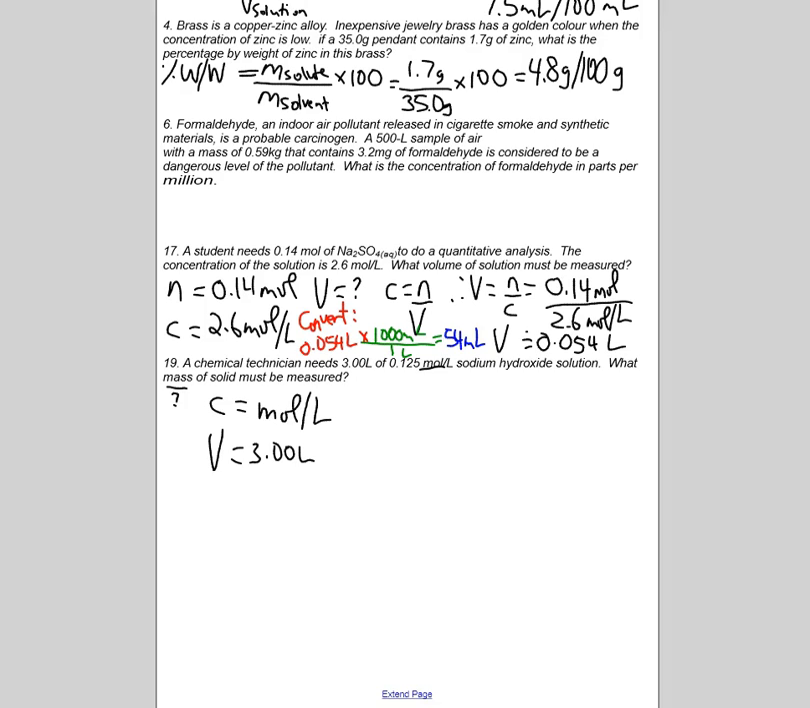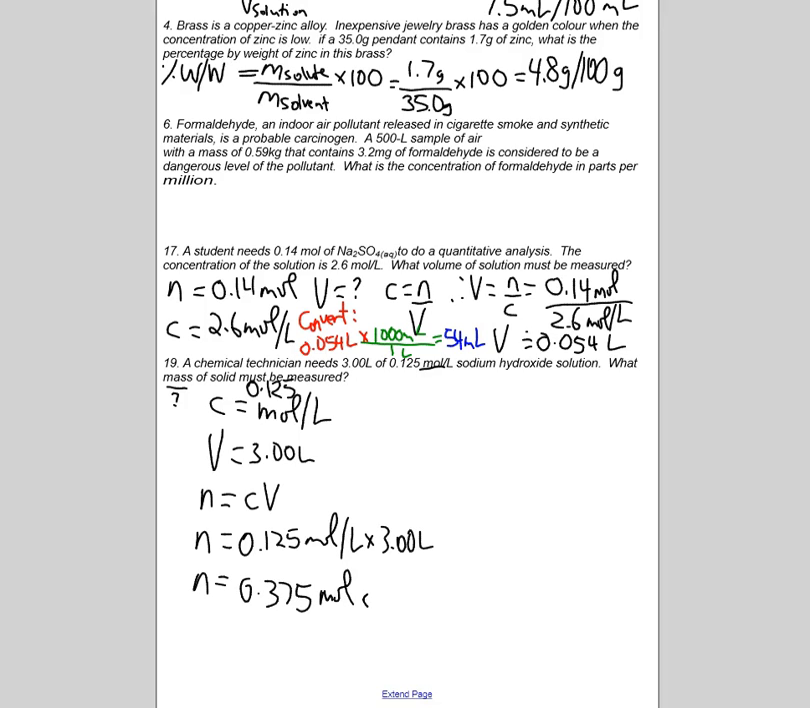Well, the mass can't be solved for until we know the number of moles. So here I would set this up as moles equals concentration times volume from our molar concentration formula. So we're just going to be taking our 0.125 mole per liter, multiplying that by 3.00 liters, and then from there that would be 0.375 moles. That's how many moles of sodium hydroxide are required.